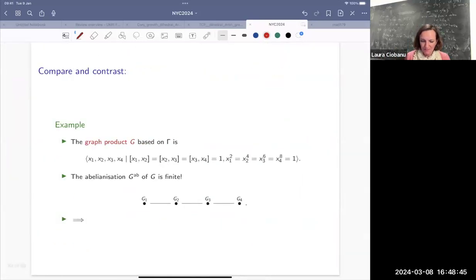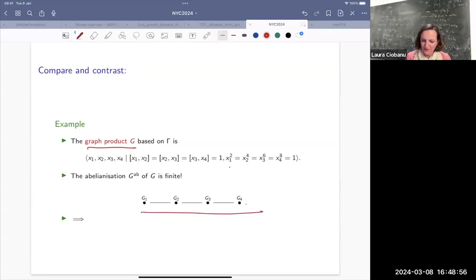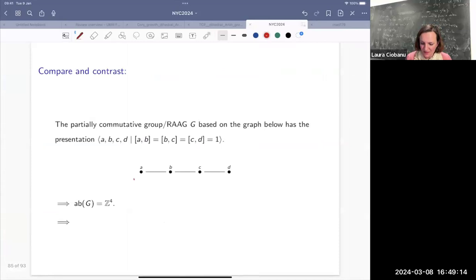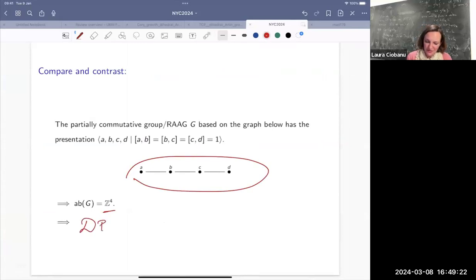Right, so these are a few examples, just to recap everything. So this is a graph product, right? That's my graph product. Everything is finite order, all the generators. The abelianization is finite. So by the previous slide, I can solve this question number 3. But in a RAAG like this, where the abelianization is very big, I cannot solve it, by the negative result.